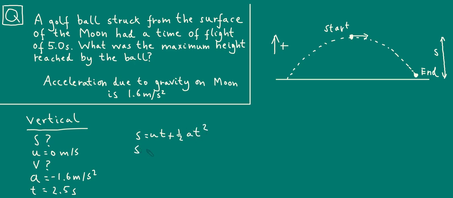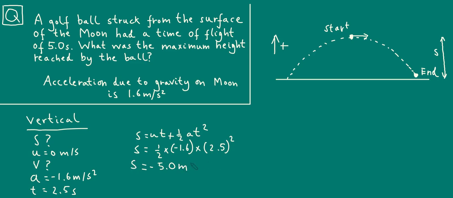So we're trying to solve for s. u is 0, so that means this first term here, u times t, just disappears, and we're left with half times a, which is minus 1.6, times t squared, so multiply by 2.5 squared. And if you work that out, you get negative 5.0 meters.